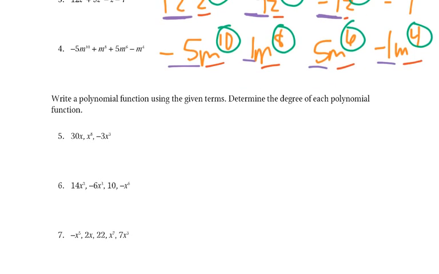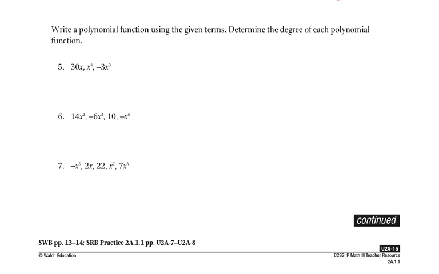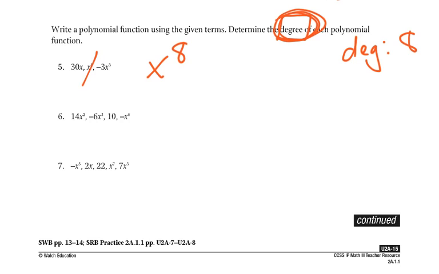Okay. So now, on the next three, it says write a polynomial function using the given terms. Determine the degrees of each polynomial function. So remember, when we're writing a polynomial function, we always start with the highest power. And that power, we also call it a degree. So if I look at 5, x to the 8th is our highest power. So that's the degree of our polynomial. The highest power is its degree. So I could just write degree and put 8 here.